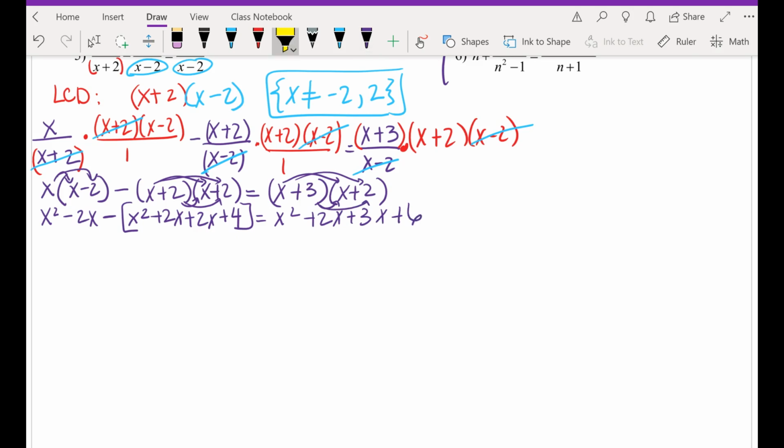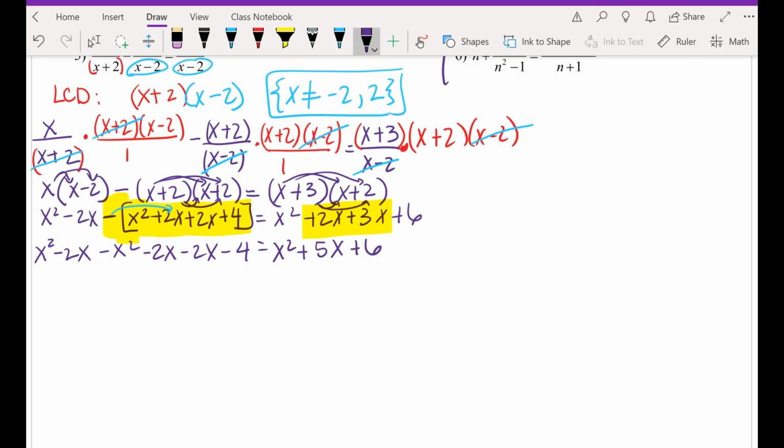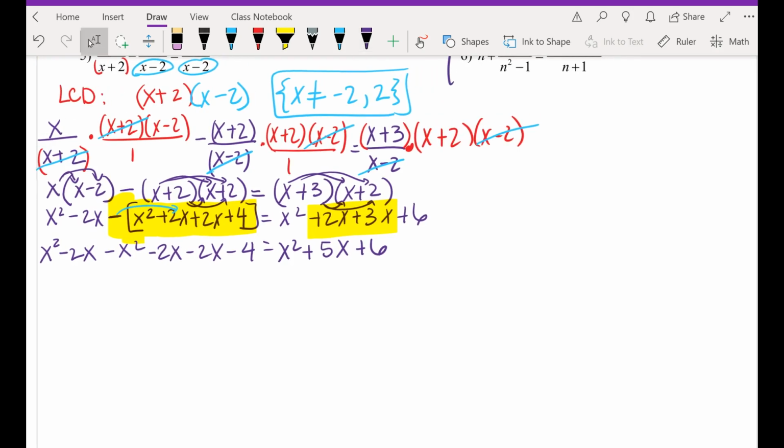Now let me tell you, the reason I put quantity around this is because I want to distribute this negative sign correctly throughout. Okay, so I'm going to copy these two things down first. Here we go. Negative x squared, because remember you have to distribute the minus sign to all of the terms. So now negative x times a positive 2x is now a negative 2x. Same thing with minus 2x and then minus 4 equals, I'm going to combine like terms. You have 2x and 3x in the middle. This equals x squared plus 5x and plus 6.